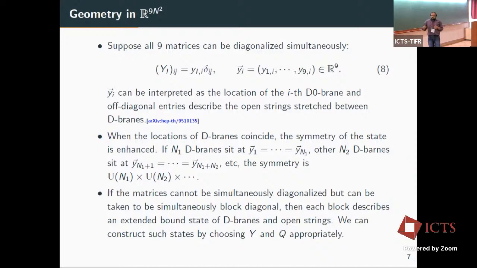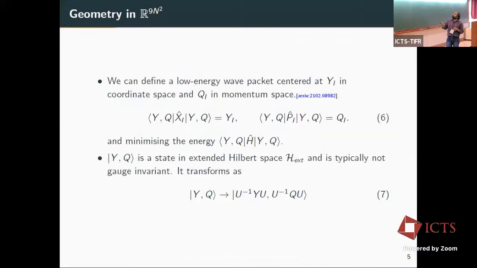Now, suppose we denote all these nine matrices by X^I. So how do you define a wave packet? The wave packet is defined like this. So we have, for the coordinate eigenspace, its expectation value of this one. This tells you about the center of the wave packet, and the width of the wave packet is given by fluctuations in this field, which in R^(9N^2) is going to be of the order of one. And like I said, they're not gauge invariant. And to see their low energy wave structure, we'll have to minimize over the Hamiltonian.